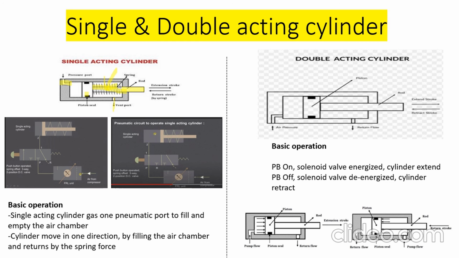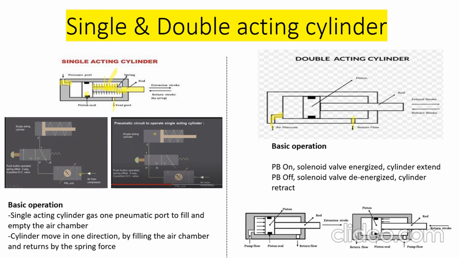Next, the double acting cylinder. This is the picture of a double acting cylinder. It is also the same as the single acting cylinder, but in the double acting cylinder, the air pressure starts from here, then it will have a return flow.